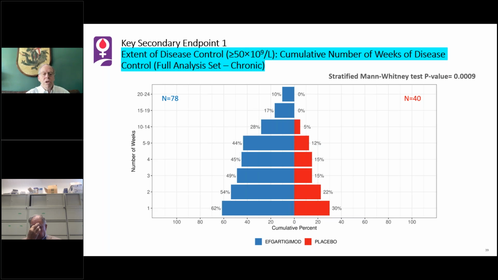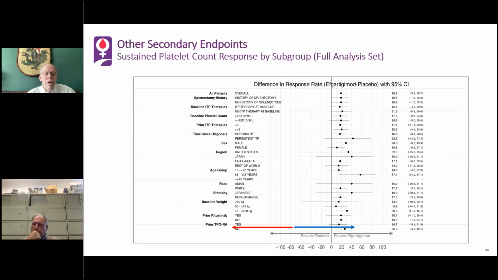You also see the blue efgartigimod on the left is the number of weeks of control, and you see how much more that was in the efgartigimod group, with 45% and 44% having 4 to 10 weeks of counts over 50. And this shows that in all the different subgroups, when you break it down, while it wasn't significant, they all did better. Essentially, all the subgroups, as you can see by the dots, with efgartigimod.